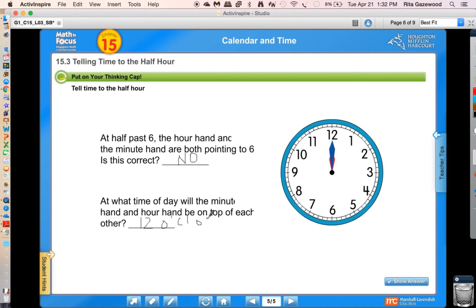Now I hope you're using your paper clock at home to make time for yourself. You can kind of make a game out of it. You can have somebody play the half-past game. They can tell you a half-past time and you model the time, or you can tell them a half-past time and they model the time. I hope you have some fun with your paper clocks. Good luck on your work.